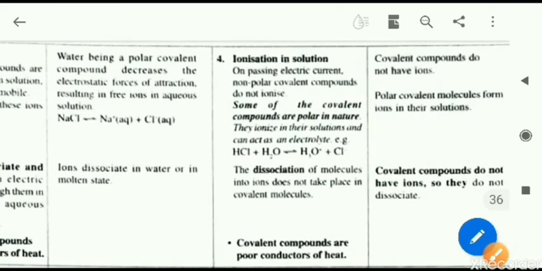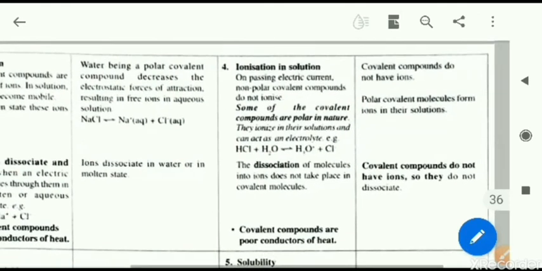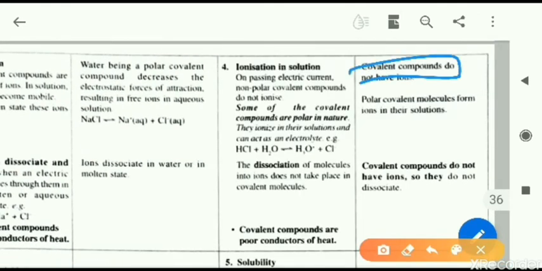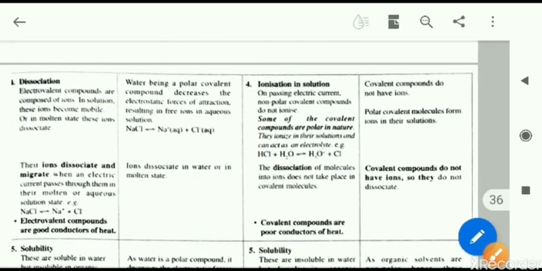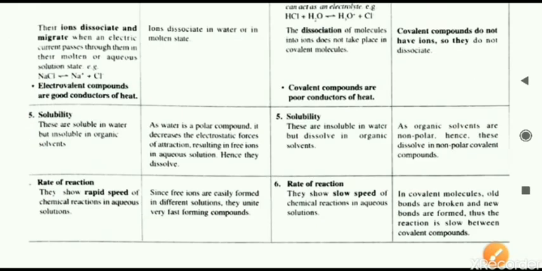They can form the ions. So overall most of the covalent compounds are non-polar only. So generally, the concept written here is that they do not form ions, but the polar covalent compounds can form ions in the solution. So that is the difference of dissociation. We will now come to the fifth point, solubility.